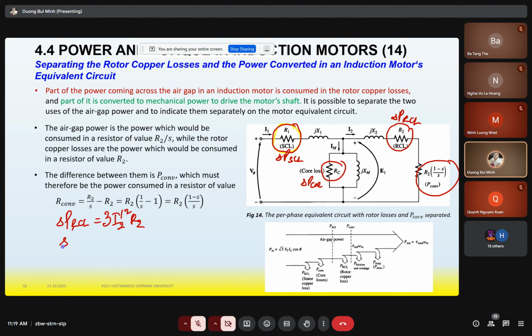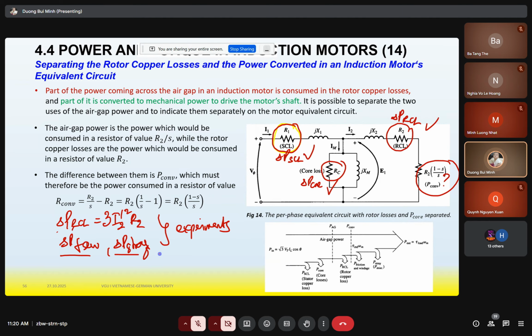Okay, of course, delta P friction and windage, you need to make the measurement to get the values, and delta P stray. So now we know this component to calculate delta P_SCL, this one to calculate delta P_core, this one to calculate delta P_RCL, and this one from the experiment. Okay, you can get delta P friction and windage and delta P stray. Okay, so how about this one?